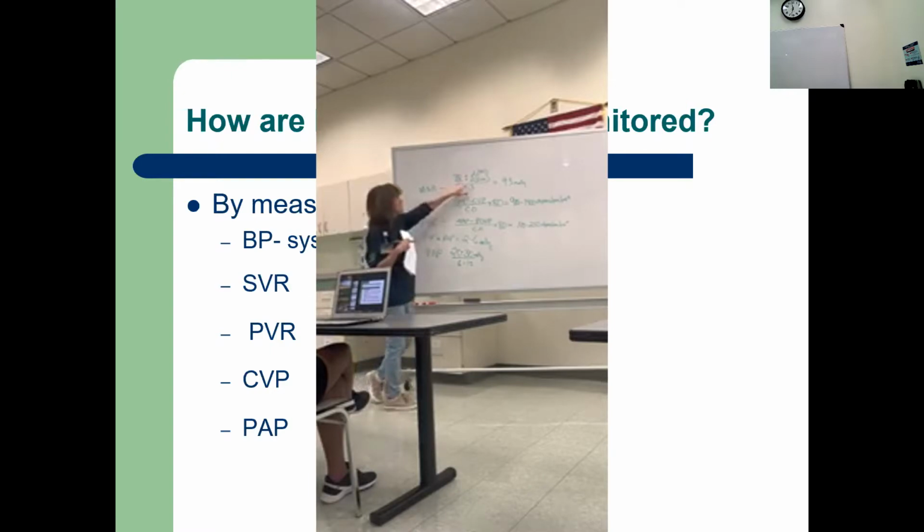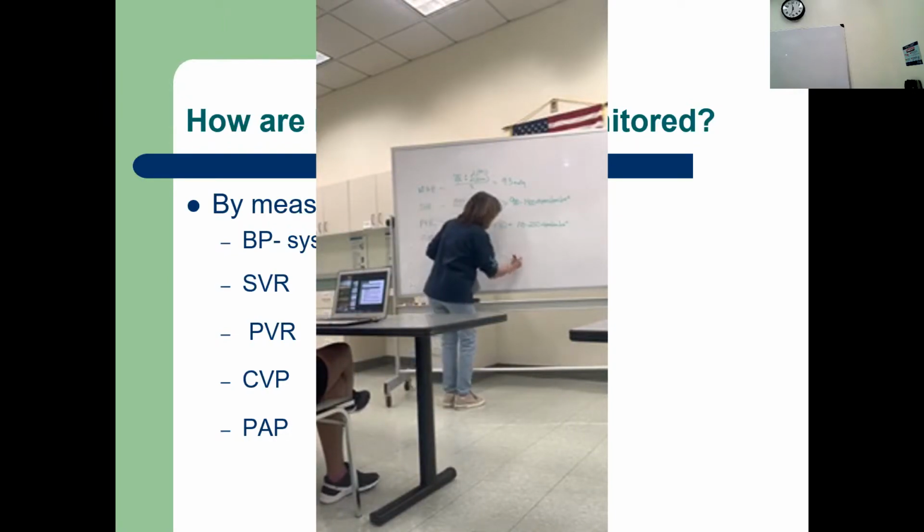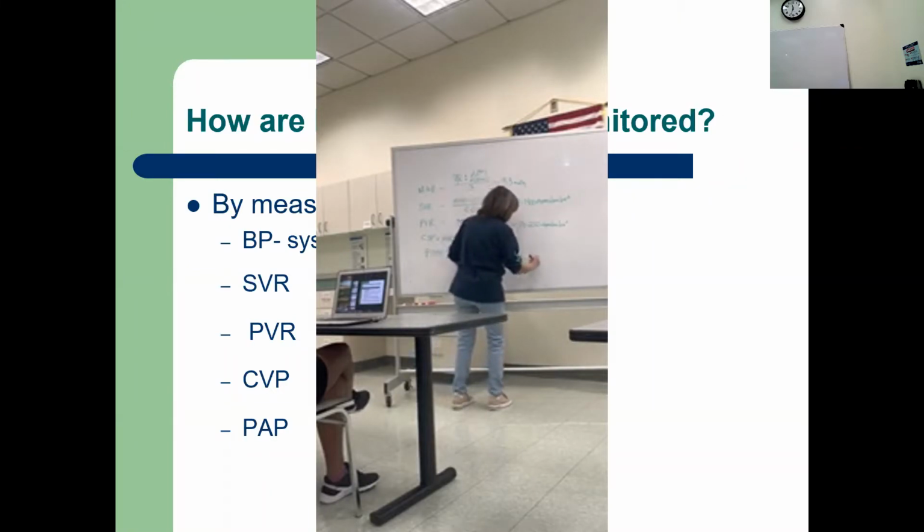So systolic plus 2 times diastolic, over 3. So 30 plus 2 times 15, another 30. So 30 plus 30, 60. And then divide 60 by 3. 20. So 30 over 15, mean pulmonary artery pressure equals 20.